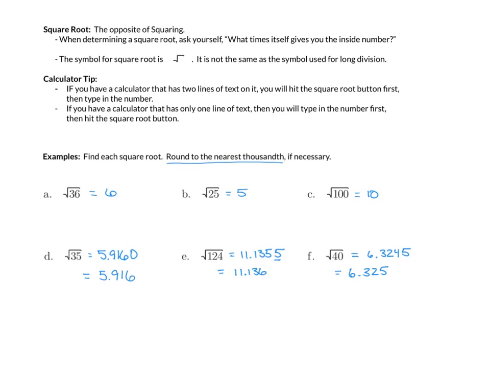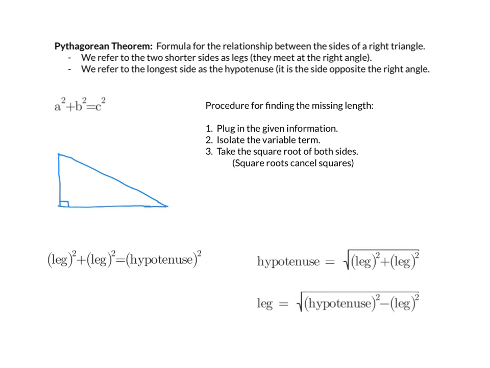All right, so that is square roots. So let's talk about how we're going to use these in terms of something called the Pythagorean Theorem. The Pythagorean theorem is a formula for the relationship between the sides of a right triangle. We refer to the two shorter sides as legs, for instance here and here. These are the two that meet at the right angle. And we refer to the longest side as the hypotenuse. This is the side opposite the right angle.